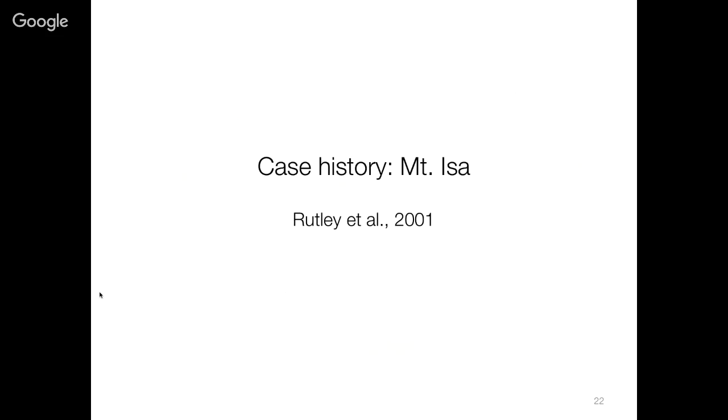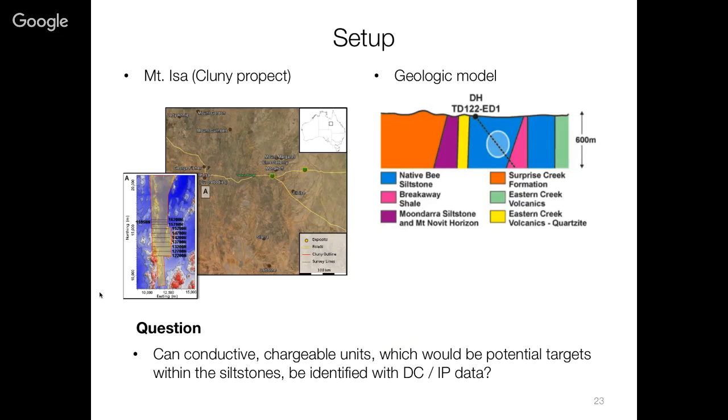I'd like to go back to the case history that we talked about. So let's go back to Mount Isa. Here was that geologic model. We're going to change the data a little, and we're going to change the question a bit. In the initial setup, we asked, can we find something of moderate conductivity? Now we're going to ask, can we find something that is both conductive and chargeable? That's kind of buried in these siltstones.